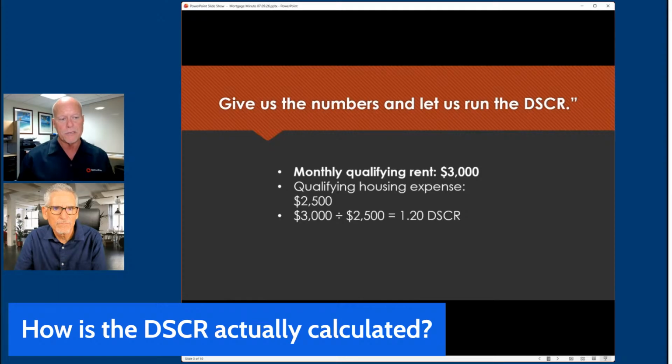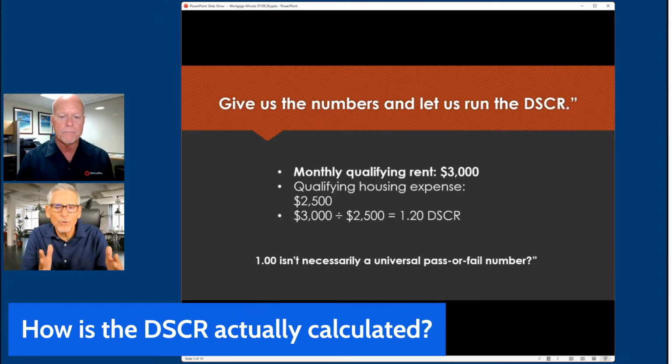Let us run the DSCR ratio for you to determine your ability to qualify. So 1.0, that ratio isn't necessarily a pass or fail number. Is that what you're saying? Exactly. Different DSCR lenders have different guidelines.